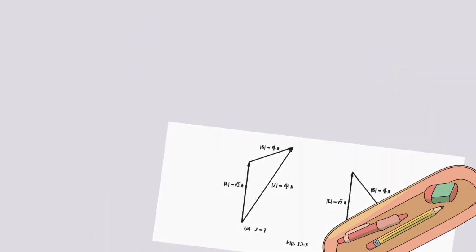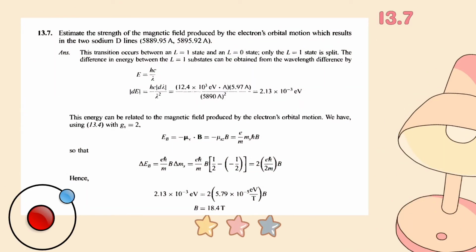Next question, 13.7. This question asks us to estimate the strength of the magnetic field produced by electron orbital motion, with the result in the two sodium D lines. So we have here 5889.95 angstrom and 5895.92 angstrom. This transition occurs between the L equal to 1 state and the L equal to 0 state, so only the L equal to 1 state is split. The difference in energy between the L equal to 1 substates can be obtained from the wavelength difference by E equal to hc over lambda.